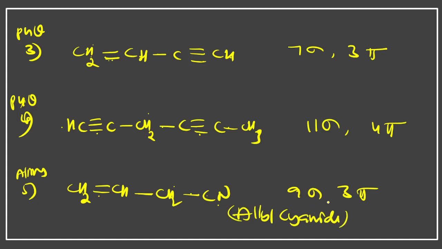Allyl cyanide contains 9 sigma and 3 pi bonds. I will look at the next question.